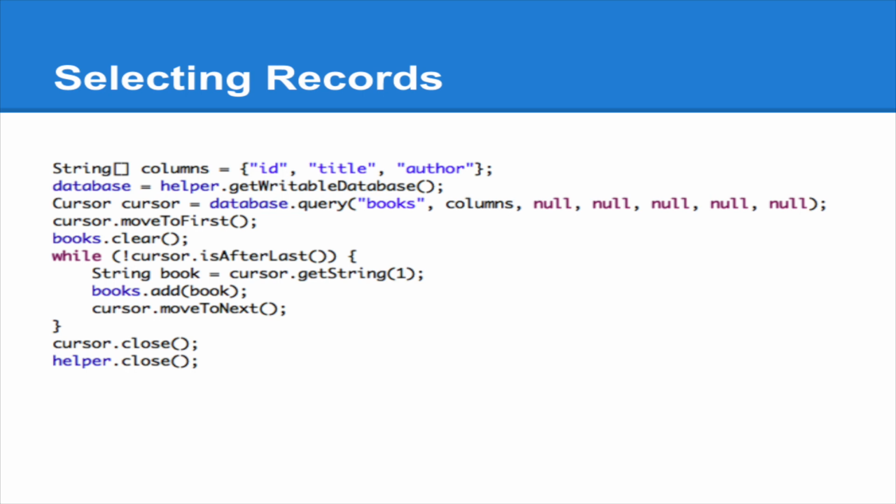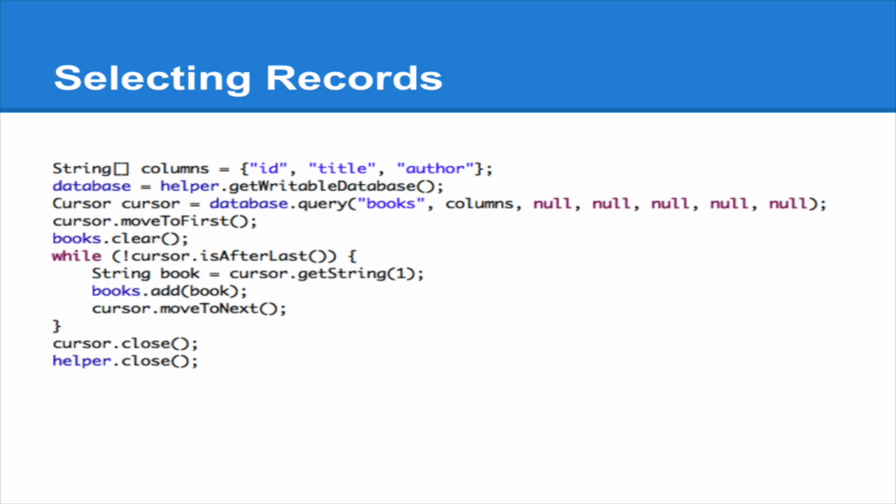String book, cursor get string, books.add. Get string 1 is that one there. There's your primary key, that's index 0, that's index 1, that's index 2. So we refer to the columns by their index values rather than names. Cursor move to next moves down to the next record. It then loops round, keeps trying to find more records, and eventually it's after last, it skips that block, closes the cursor, and closes the helper. So we've got a nice simple way of cycling through records and displaying them.